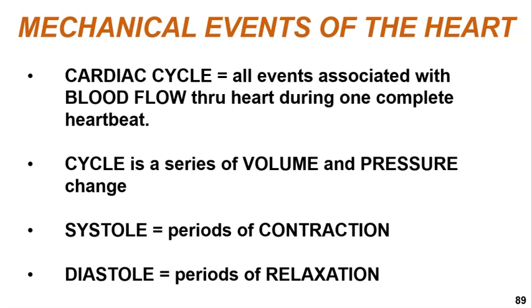heart. We'll see that these volume and pressure changes are governed by the contractions as well as the relaxations of the heart chambers. So when the heart chambers are in a period of contraction, we would say that they are in systole. And when the heart chambers are in a period of relaxation, we would say that they are in diastole. So during the cardiac cycle, we are going to see that atrial systole and then atrial diastole are going to be followed very closely by ventricular systole and ventricular diastole.